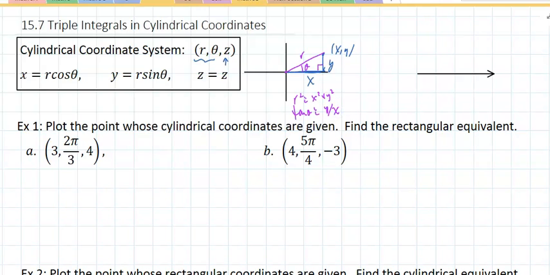If I'm given r and theta, then I know that x equals r times the cosine of theta and y equals r times the sine of theta, and they're all right there.